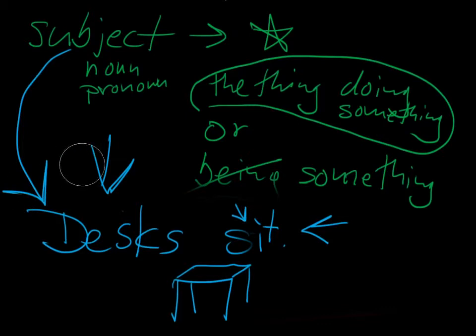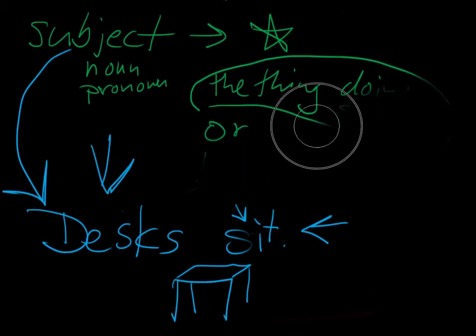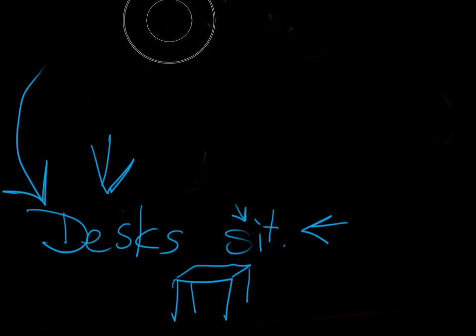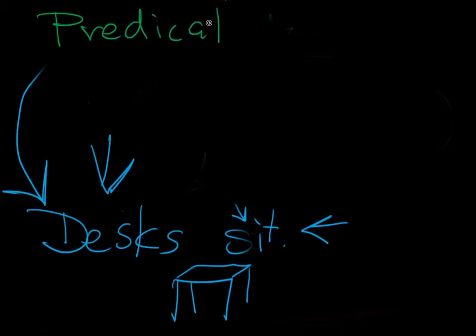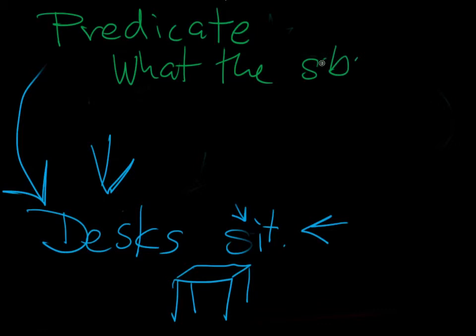So let's erase this part here, since we've still got our subject and verb example there, and we'll look at predicate. P-R-E-D-I-C-A-T-E. Predicate is what the subject does. Later on, we'll get to what it is. For now, we're just looking at what the subject does. So this is what's being done in the sentence: sit.